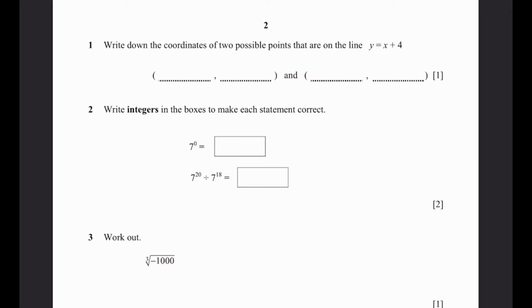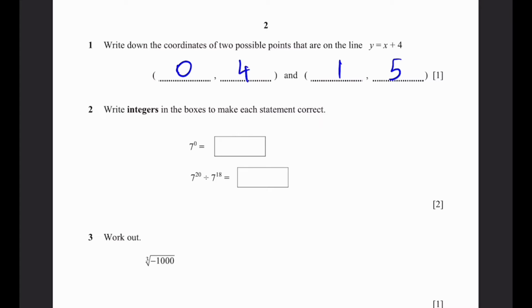Question 1. Write down the coordinates of two possible points that are on the line y equals x plus 4. So take any two random x values. I'll take 0 and 1. Now the y values will be the x values plus 4, so 0 plus 4 is 4, so the point is (0, 4), and 1 plus 4 is 5, so the point is (1, 5). That's the answer.